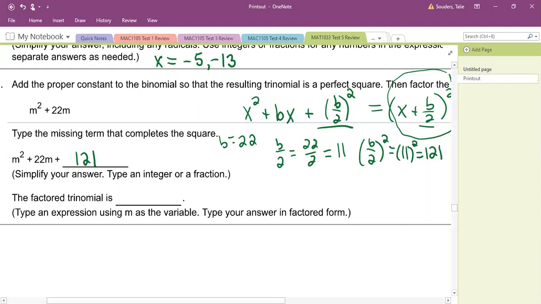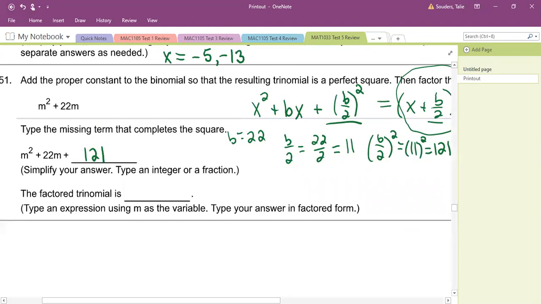What are two numbers that multiply to 121 and add up to 22? 11 and 11, right? So couldn't you write this, if you didn't know anything about complete the square but you just knew how to factor, as m plus 11 times m plus 11, right? And isn't that the same as writing m plus 11 squared, correct?